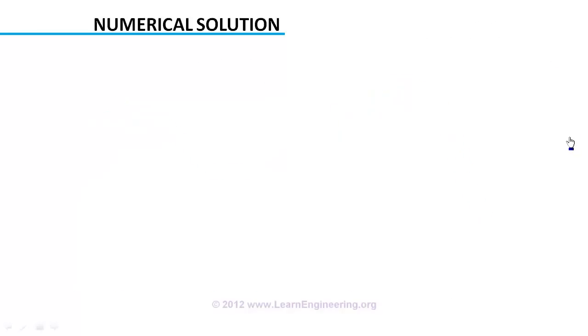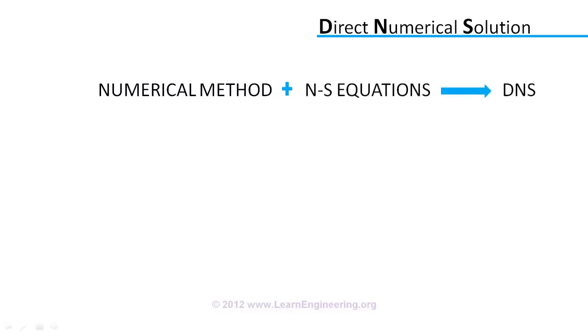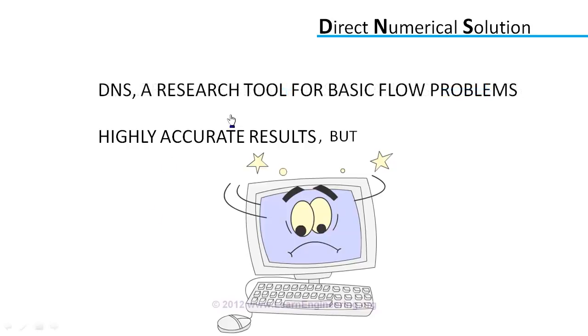If you solve NS equations numerically, that method is known as DNS. A highly accurate method. Results of DNS are even more accurate than experimental results. But, if you try to solve a practical flow problem using DNS, even the most powerful computer will take years. So, DNS is used only as a research method. We can apply this method when flow is very basic. We will see how to solve NS equations for practical flow problems in the next video lecture.